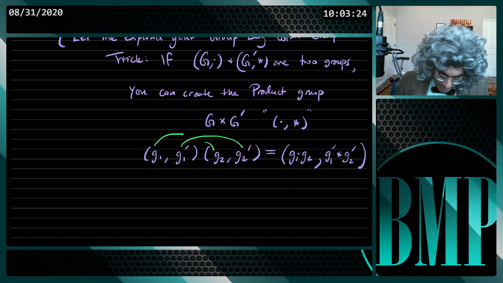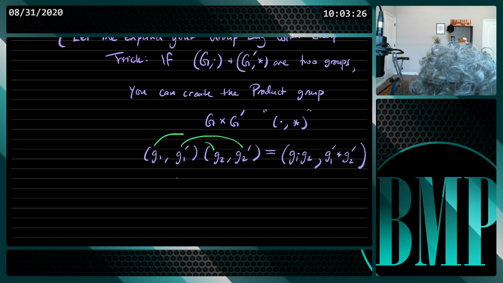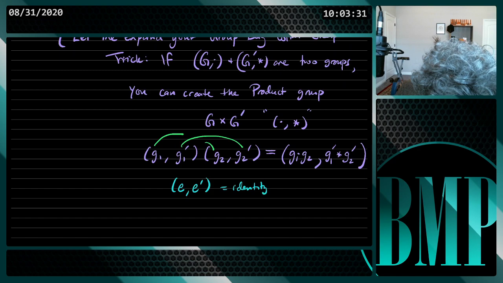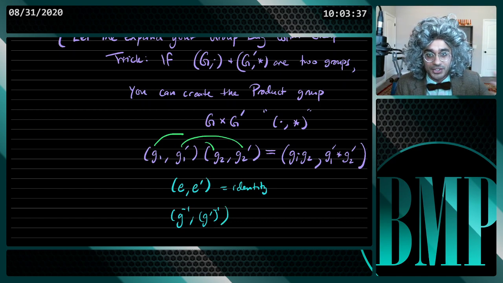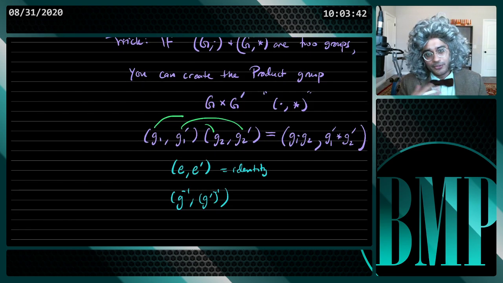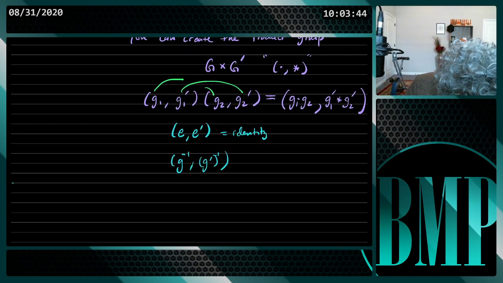Okay, so by the way, the identity element here is (e, e prime). And the inverse of (g, g prime) is (g inverse, g prime's inverse). It's parallel computation, and it forms another group. Great. Fascinating.